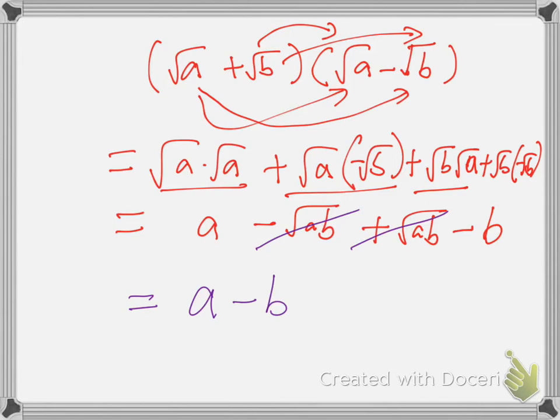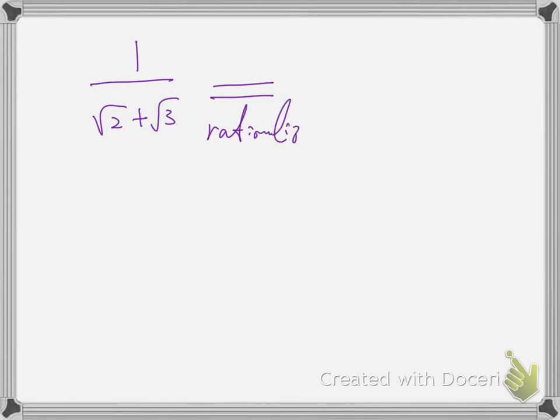So conjugated radical is the second method to rationalize the denominator. Let's look at an easy example: 1 divided by radical 2 plus radical 3. We want to rationalize the denominator. So what you should do is pair this denominator with its conjugate. How can you change it to its conjugate? Use minus. You're given plus, you use minus.